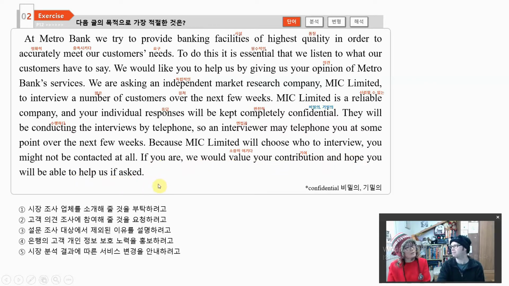Very good. That's right. So who is writing this letter? So the bank is writing this. To whom? To its customers. Why? So the purpose of this letter or email, it may be, is to inform customers that a company they've hired might contact them. So the bank wants to meet customers' needs, right? That's right. So to meet customers' needs, what do they need to do?